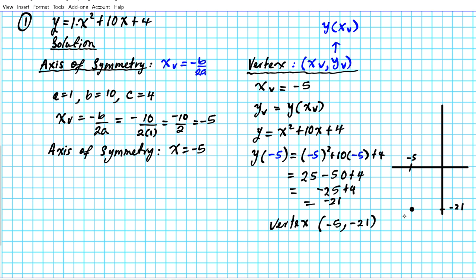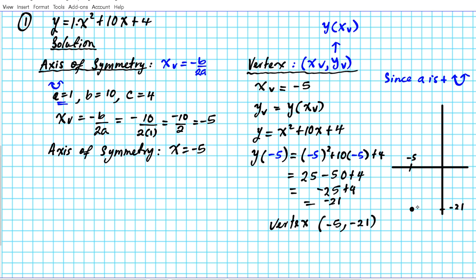Okay? So is our parabola going to be opening up or down? You look at the a value. Since a is positive, guess what? It's going to be a happy parabola. It's going to open up. Okay? So if a is positive, it opens up. If a is negative, guess what? It's a sad parabola, like negative people, right?